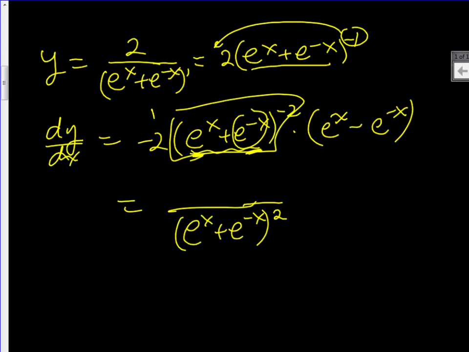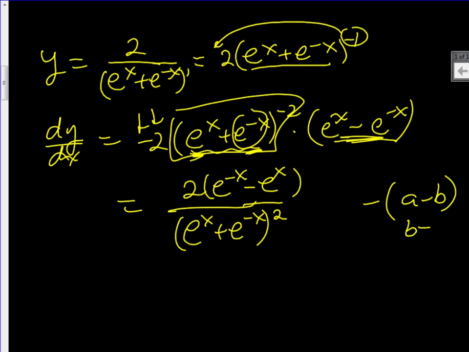And then the 2 I'm going to write down, and then this, but I'm going to do negative this. So I get e to the negative x minus e to the x. If you have a negative in front of a subtraction, just reverse the subtraction. And there's no more negative sign. Okay, and there's a nice representative of the answer.